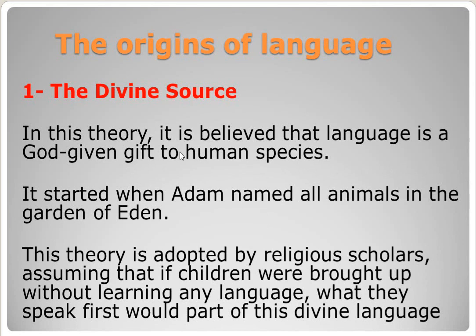So according to this theory, language is a holy gift given from God to human beings, and it is God who enabled human beings to use language. This theory is adopted by religious scholars, who believe that even if children were brought up without learning any language, the first word or language they use is part of the divine language. So the main point of this theory is God, and this divine environment started when Adam named all animals in the Garden of Eden.